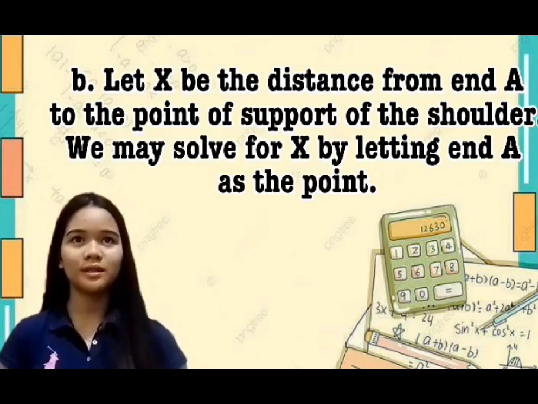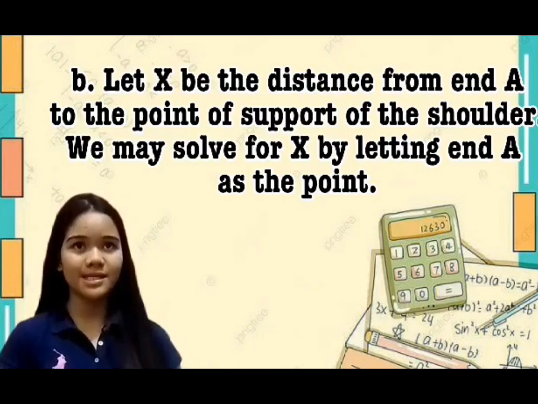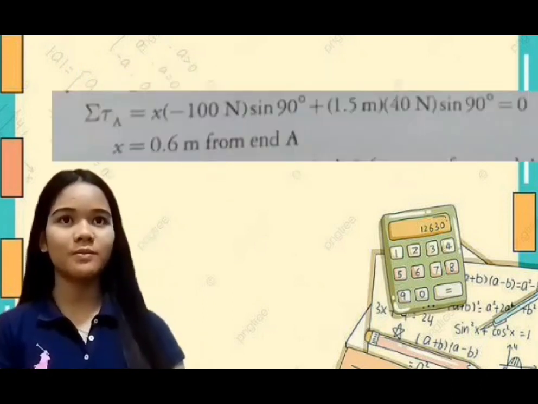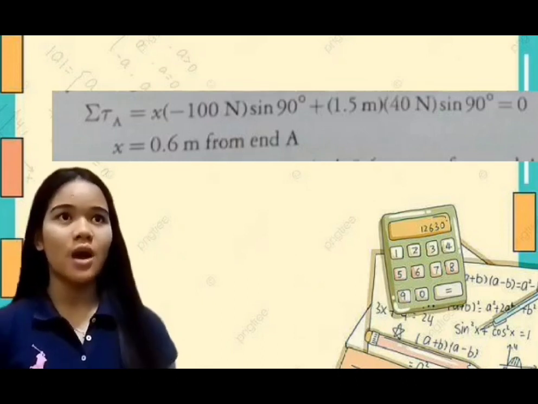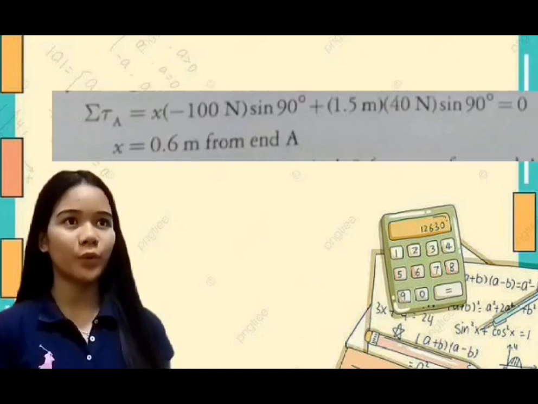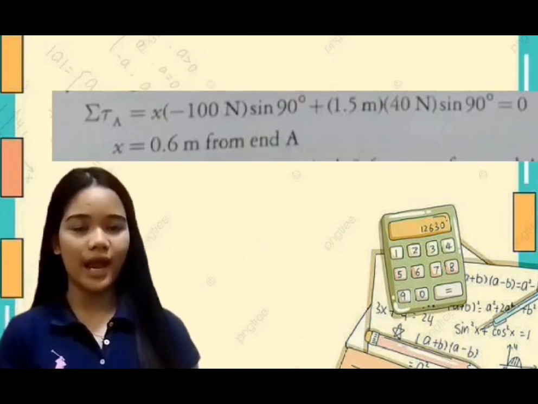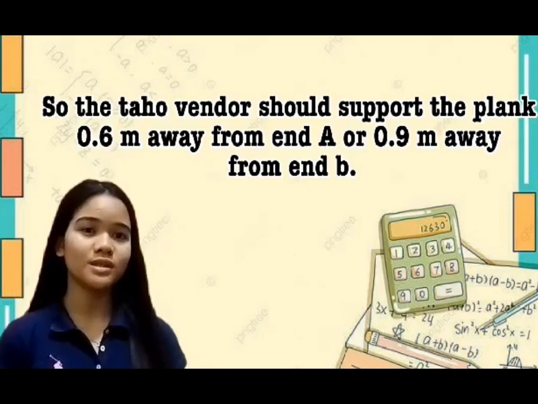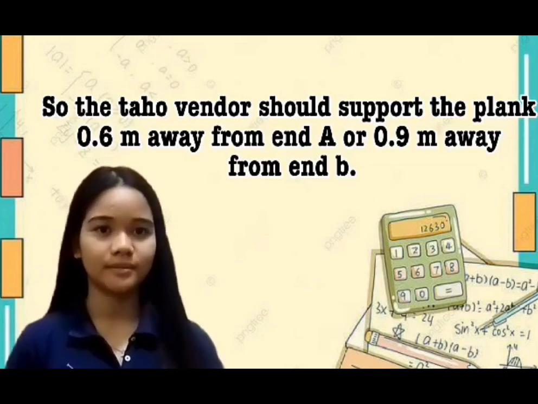B. Let x be the distance from end A to the point of support at the shoulder. We may solve for x by letting end A be the pivot point. The summation of torques about A is equal to x times negative 100 N sin 90 degrees plus 1.5 m times 40 N sin 90 degrees is equal to 0. So x is equal to 0.6 m from end A. So the tahoe vendor should support the plank 0.6 meter away from end A or 0.9 meter away from end B.